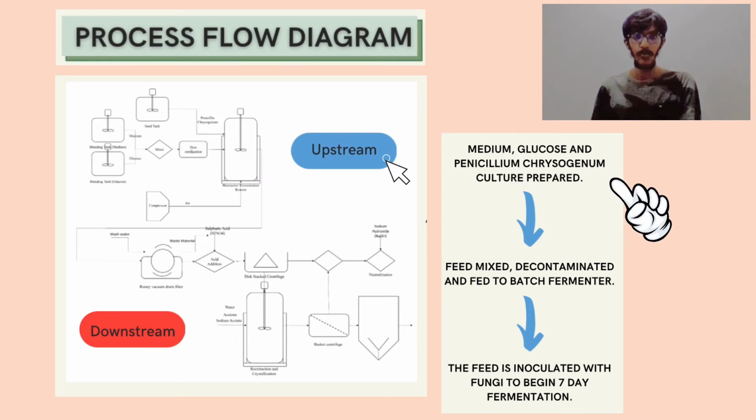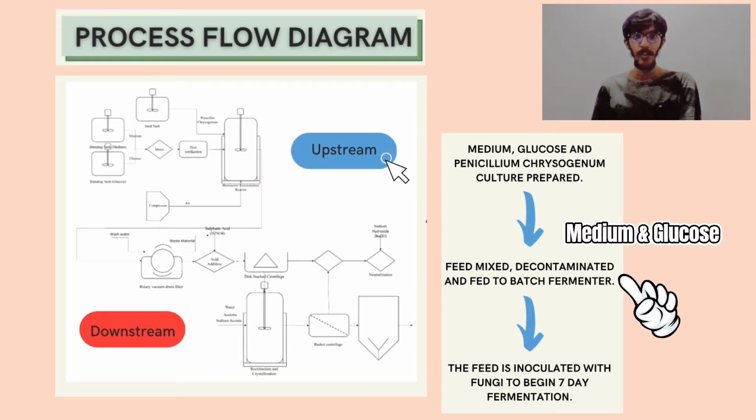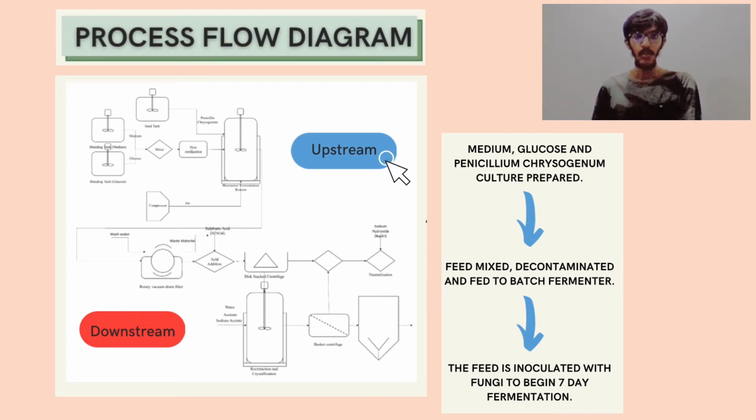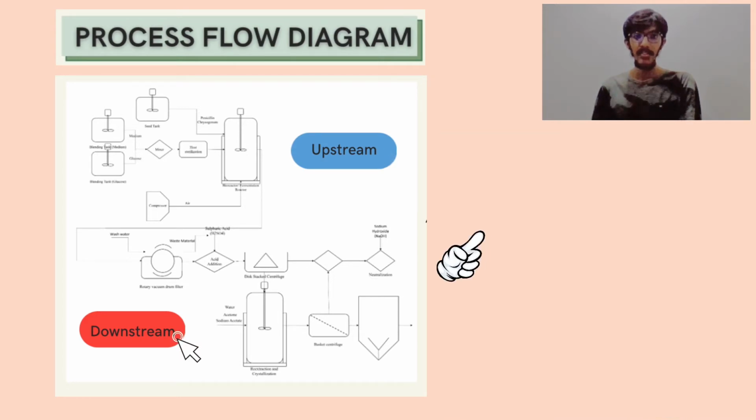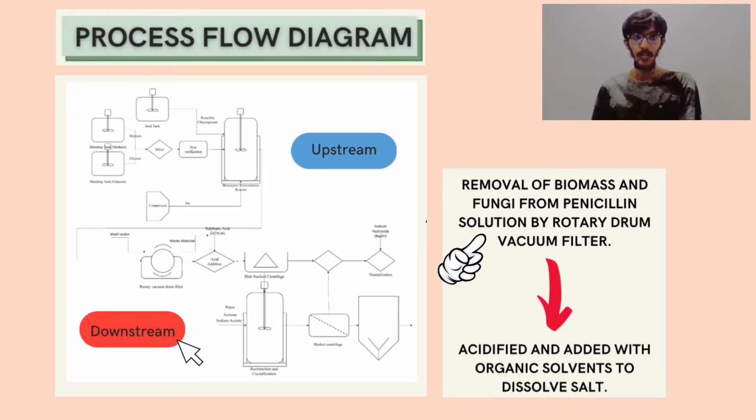For the upstream, 3 blending tanks are used to contain a nutrient medium and glucose, and act as a seed tank for growth of Penicillium chrysogenum fungi. The medium and glucose streams are mixed uniformly and fed for decontamination under high temperature using a batch sterilizer. The two streams then enter a batch tank bioreactor, and the fungi culture from the seed tank is inoculated for fermentation. Penicillin V is extracted by fungi after 40 hours. The process is run for 7 days until pH reaches 8.0.